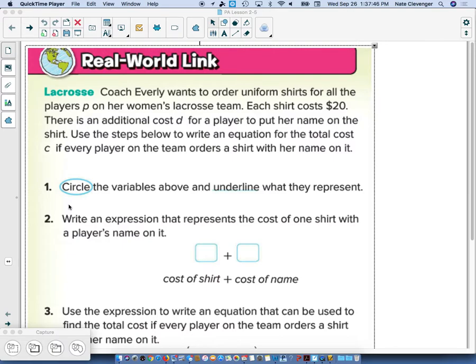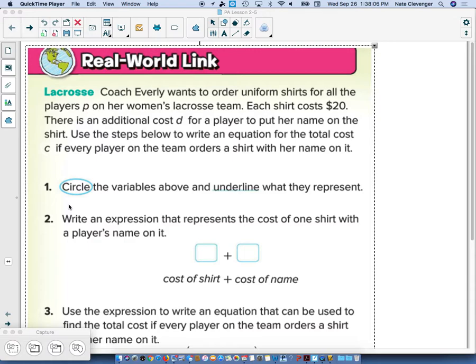Coach Everly wants to order uniform shirts for all the players on our women's lacrosse team. Each shirt costs $20. There's an additional cost of $D for a player to put her name on the shirt. Use the steps below to write an equation for the total cost C if every player on the team orders a shirt with their name on it.